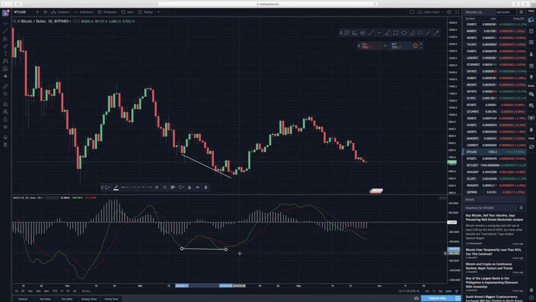Just try to keep in mind that this should not be the single way you trade. You should try to find other methods and try to find just the best way that you can trade. So yeah, that's moving average convergence and divergence.